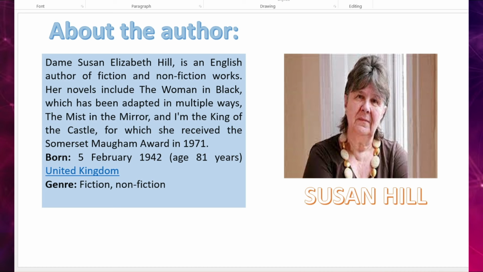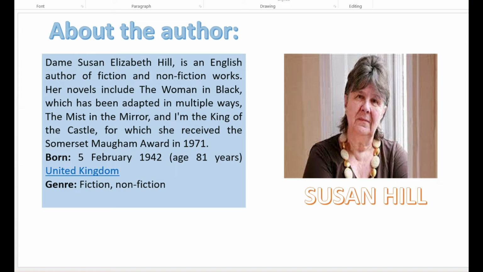Who is Susan Hill? Let us quickly understand about her. Dame Susan Elizabeth Hill is an English author of fiction and non-fiction works. Her novels include The Woman in Black, which has been adapted in multiple ways, The Mist in the Mirror, and I'm the King of the Castle, for which she received the Somerset Maugham Award in 1971 as well.